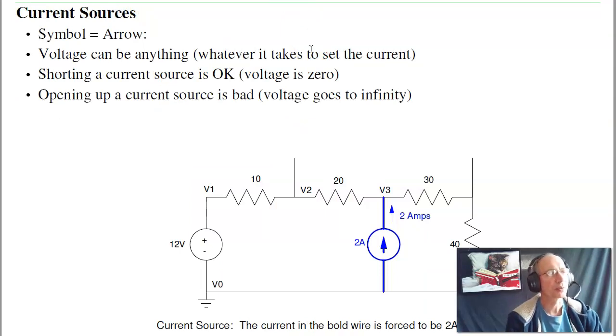Current source. A current source tries to force the current through. This has a symbol of an arrow, and the arrow tells you this is the direction I'm trying to push the current. And this symbol tells me I have 2 amps flowing. The voltage across a current source could be anything. It's whatever it takes to set the voltage. In this case, if I short a current source, that's okay. I just get 2 amps through the wire. If I open up the current source, I'm trying to push 2 amps through an open wire. That, in theory, gives you infinite voltage. So voltage sources you don't short. Current sources you don't leave open.